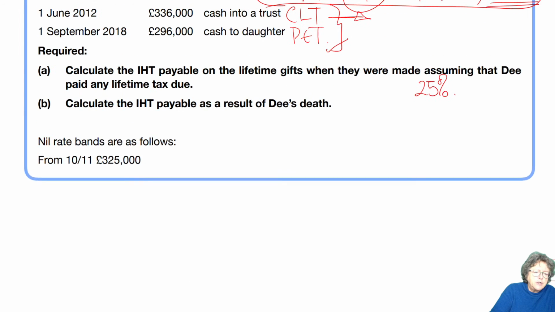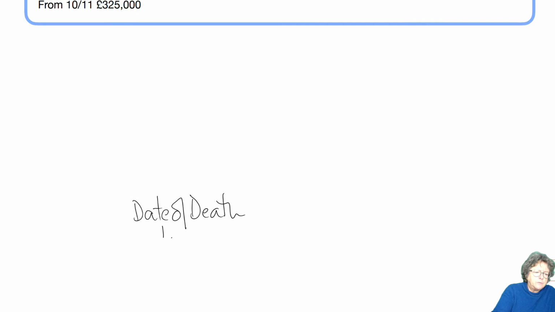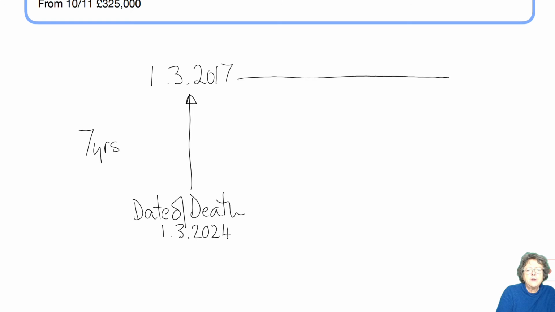Let's just check. When did she die? 1st of March 2024. A line has been drawn in the sand. We need to go back 7 years to the 1st of March 2017. That's the last 7 years of her life.